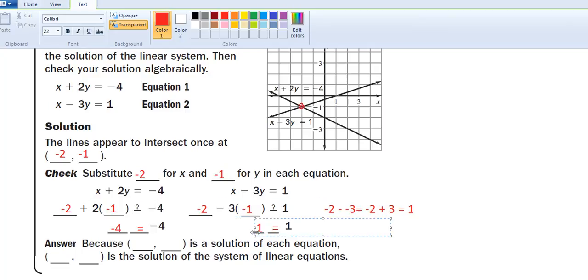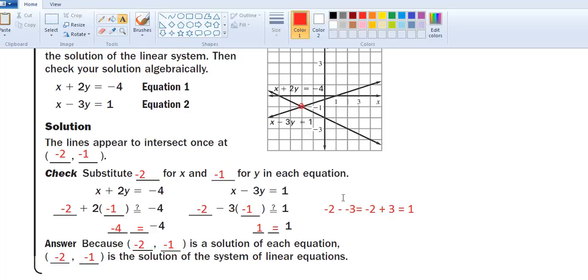So this one's good, this one's good, and here's how we think about this. Now, you don't have to write this out every time, but you want to think like this. Because -2, -1 is a solution of each equation, it had to work for both. That means that -2, -1 is the solution of this system. Again, system sounds like a big word, but we're really talking about two separate equations drawn on a graph.